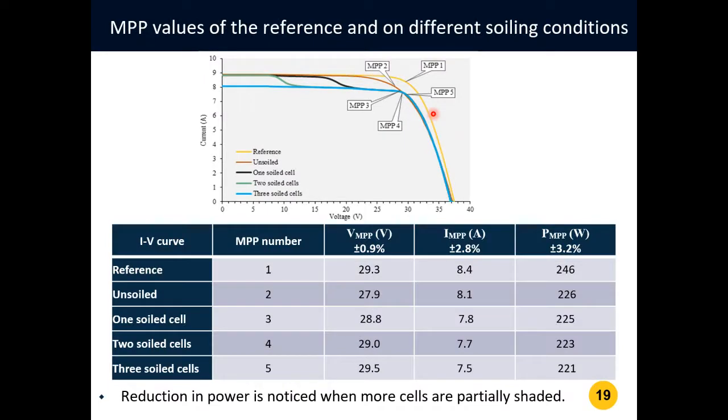Okay, the table is showing the performance parameters of the module under different soiling conditions, and it can be seen that as more cells were shaded, the current generated by the module reduced, and also there is a decrease in the generated power.